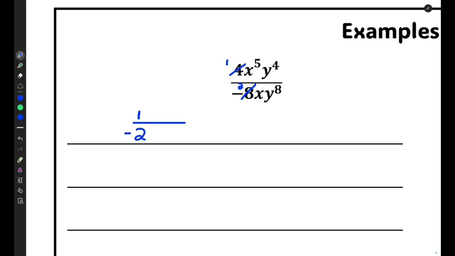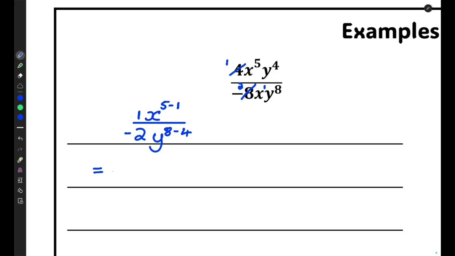Now I'm going to look at the x's, and there's 5 on top and 1 at the bottom. So therefore, I'm just going to say this is x to the power 5 minus 1. And with the y's, there's 8 at the bottom and 4 at the top. So I'm going to bring everything down. Remember, I identify where is the biggest of those exponents, and then I move the other exponent towards it. And now I can just simplify.